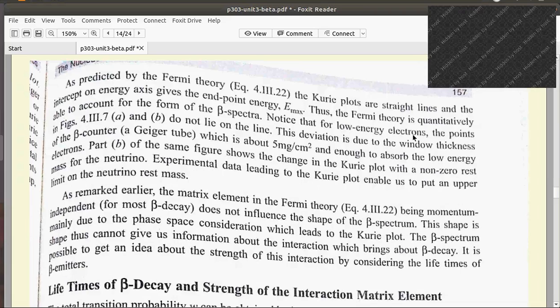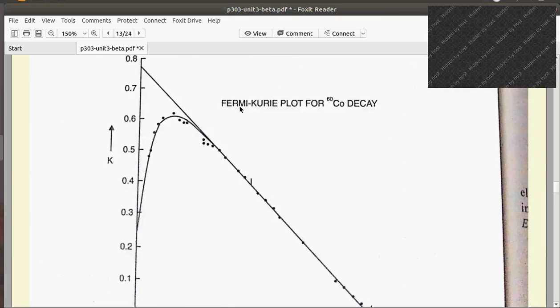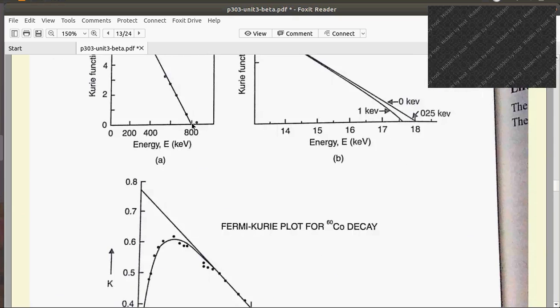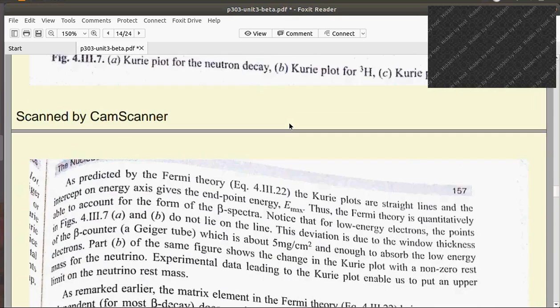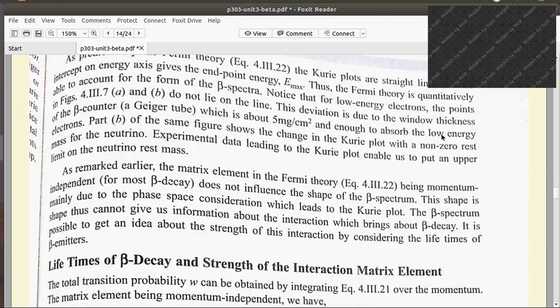Notice that for low energy electrons, the points of figures A, B do not lie on the line. So here there are some points which do not lie on the line. That is because this deviation is due to the window thickness of the beta counter, a Geiger tube, which is about 5 milligram per centimeter square, and it is enough to absorb the low energy electrons.